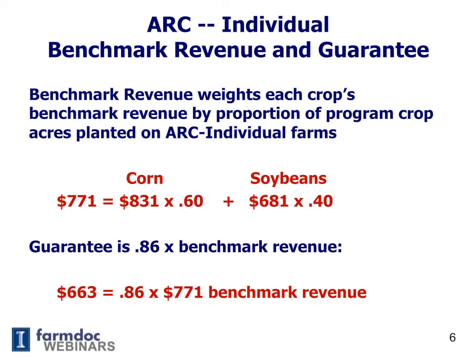Since in 2014 we planted 60% of our acres to corn, we take the corn benchmark revenue, $8.31 times 0.6. The soybean benchmark revenue is $6.81. We multiply that by 0.4 since 40% of the acres were planted in soybeans. That gives us a per acre benchmark of $7.71, and the guarantee will be 86% of that $7.71 benchmark.